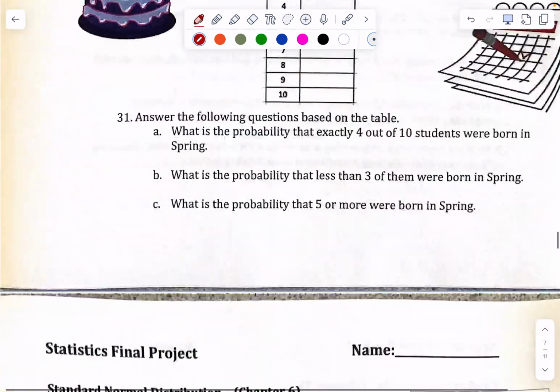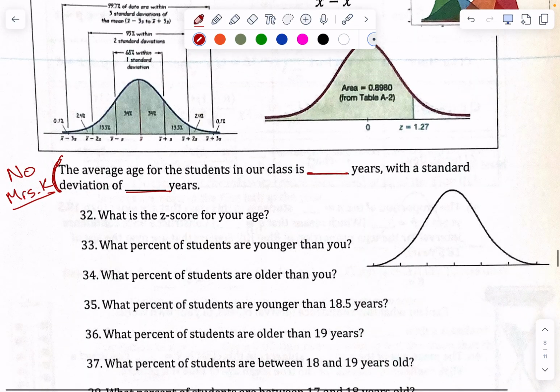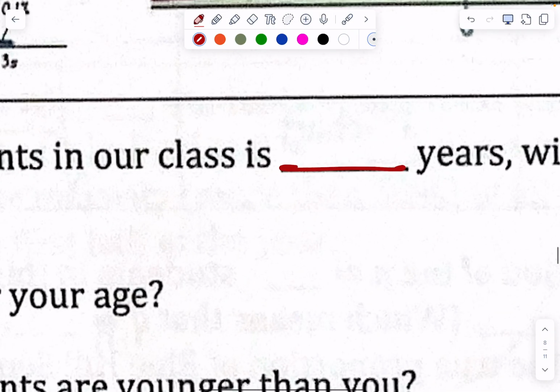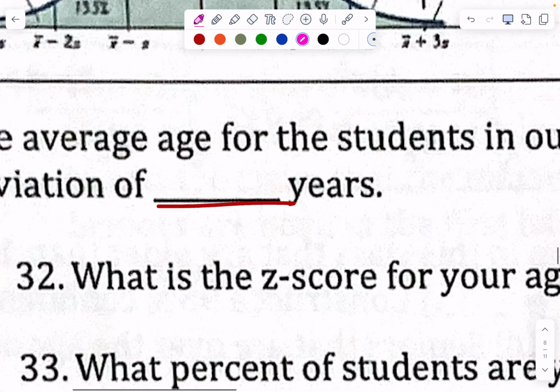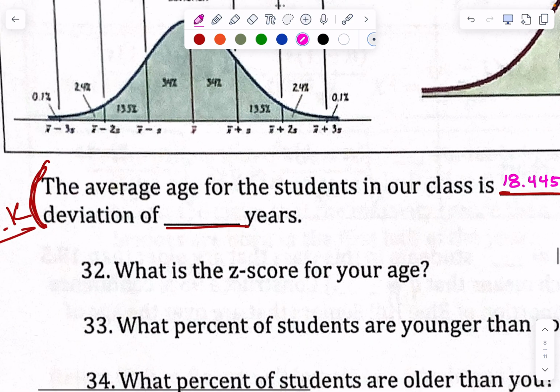How many decimal places? Ellie got an answer. Let's go 4, sure. Why not? 18.4450. Is that what you got too? She's still working on it. Okay, what'd you get? 4450. Yep. Okay, standard deviation? 0.3553. Let's go 0.3553. Holy moly, that's a lot of decimal numbers.